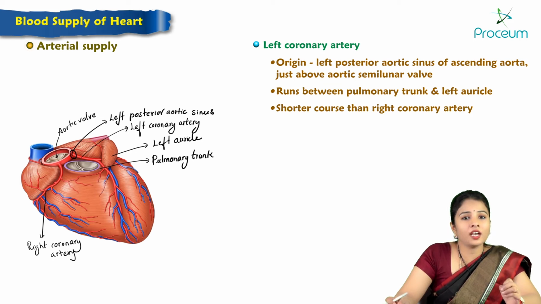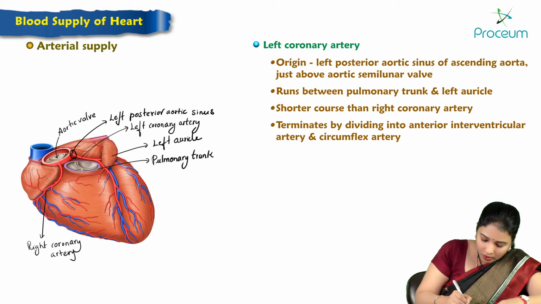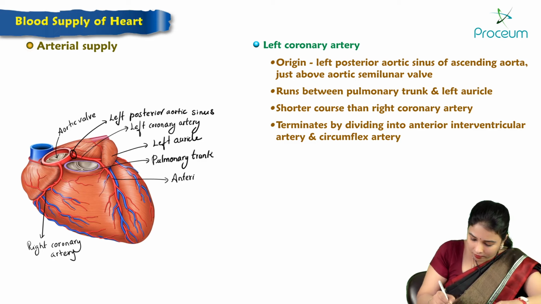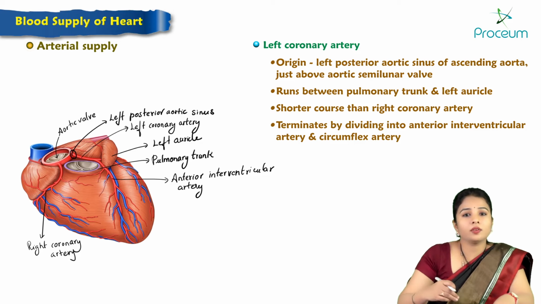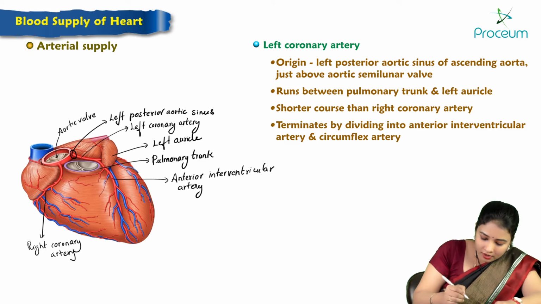Then the left coronary artery terminates by dividing into the anterior interventricular artery. So this is one branch. It divides by terminating into the anterior interventricular, which is otherwise called the anterior descending artery, and the circumflex. So the other one is the circumflex artery. Here, hiding below the left auricle, is the circumflex artery.